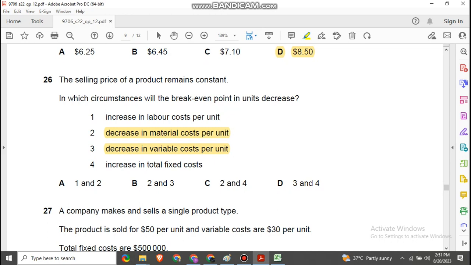And the last one is an increase in total fixed cost. Fixed cost increasing means cost is increasing, so I have to sell more units to reach break-even. So this is not the correct answer. The correct answer is either option 2 or 3. Oh, we have both here. Yes, options 2 and 3 here. This is my correct answer.